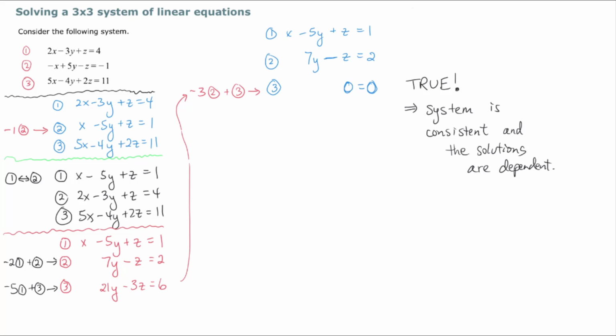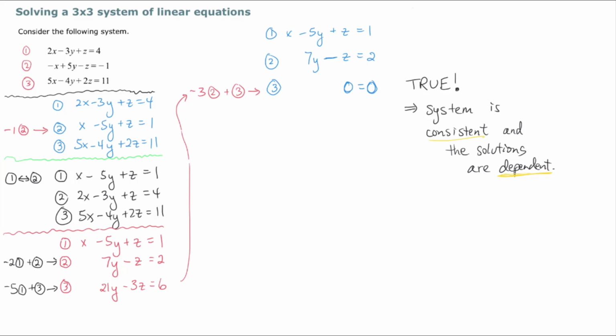So this is a system that is consistent and dependent. The emphasis here is consistent and dependent. So we have a system that is consistent and dependent. Let's find that dependency relationship. It's not going to be too hard. What we want to do is realize that y depends on z.